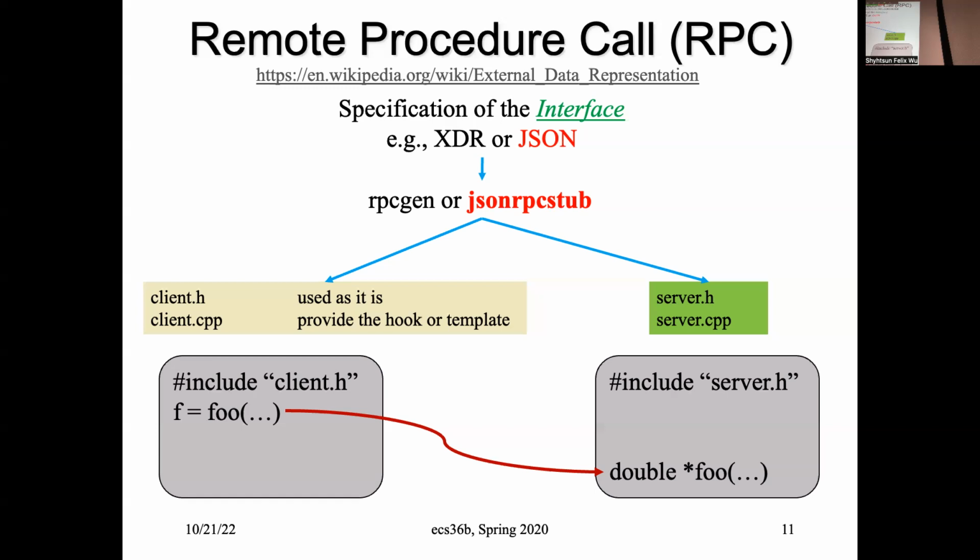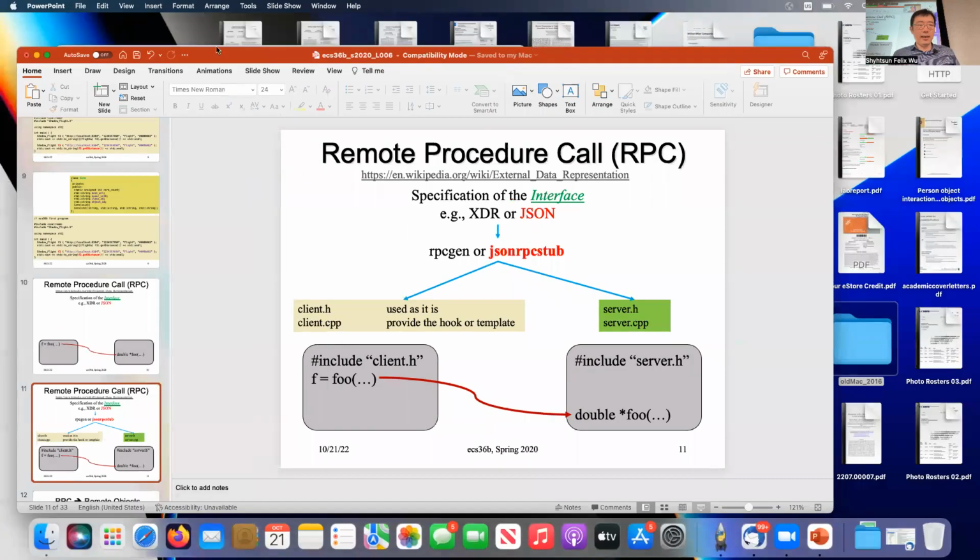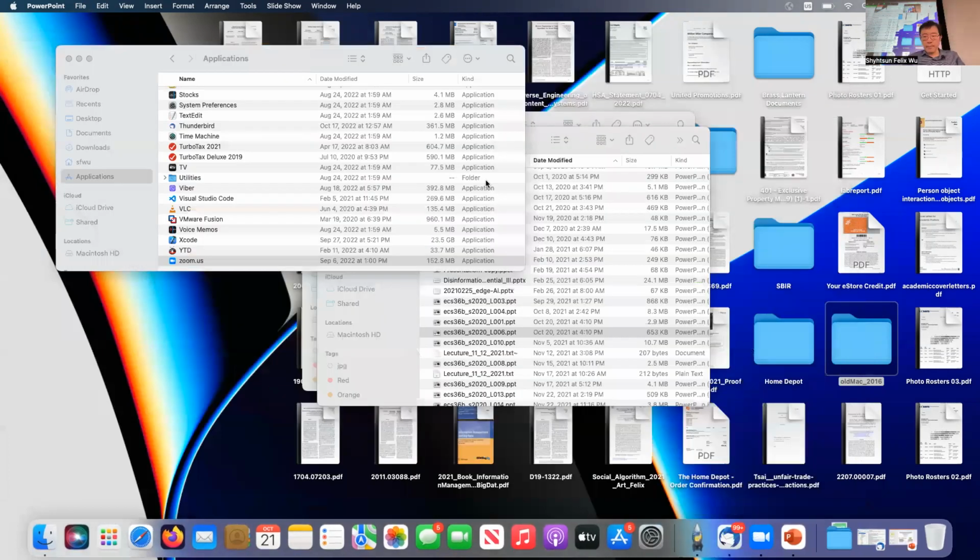So with that JSON RPC stub, I'm able to generate the code for the client and the server, and then I'm just integrating it with my own code. This is my own code. I include the client.h over here, you include the server.h, and you compile. Now there are two programs, and they can talk to each other. So let me show you some examples so you can see what it looks like. I've talked about theory, so now I want you to see the real code.